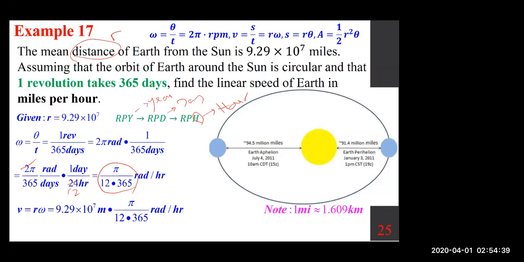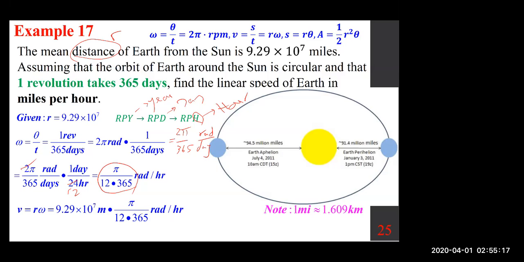I want to make sure I write this so everybody understands what we mean here. This is the same as writing 2 pi over 365 radians per day. That is our angular velocity per day. We're going to change it to per hour. Basically divide by 24. That's really the bottom line, okay?